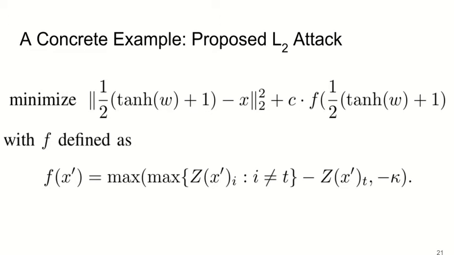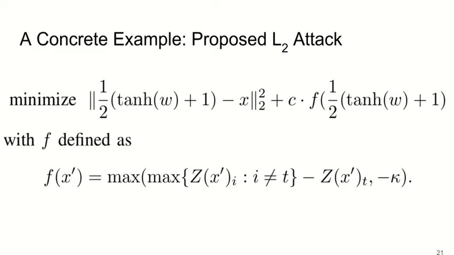So the one constant we haven't talked about here is the constant C. C steers a trade-off between the left term and the right term. So it steers the trade-off between the similarity of the perturbed image and the original versus the objective function. And the idea is that we have very similar images, and for that C should be small. But if C is too small, we will not find an adversarial example.